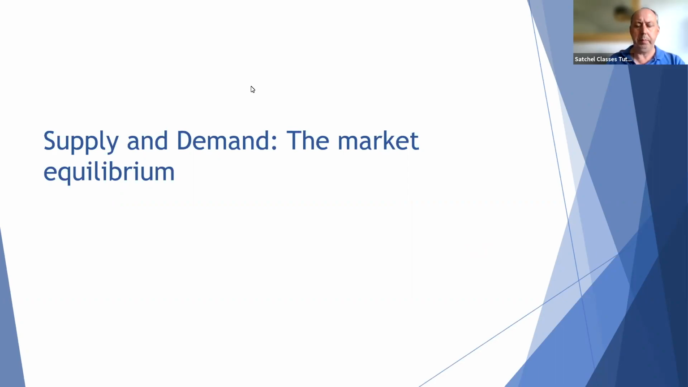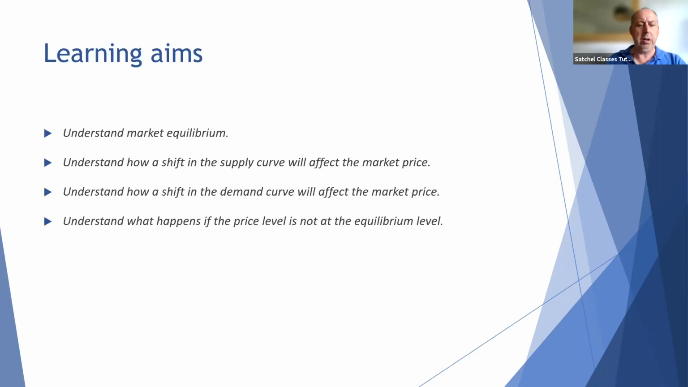Let's have a look at what our lesson objectives are going to be. We're going to look at understanding what the market equilibrium is, understand how a shift in the supply curve will affect the market price, and how a shift in the demand curve will affect the market price. Understand what happens if the price level is not at the equilibrium level. So this term equilibrium is very important. I'm going to move on and we're going to look at what equilibrium means.